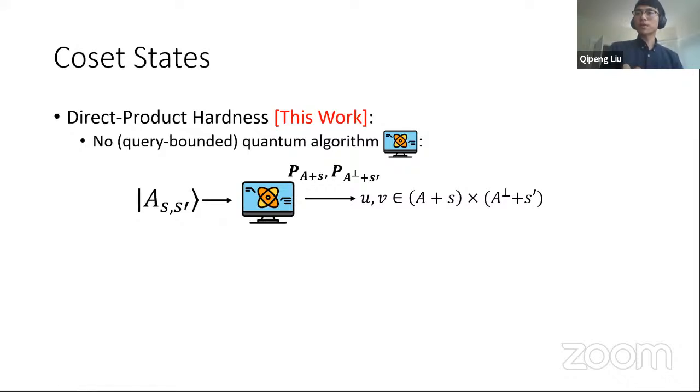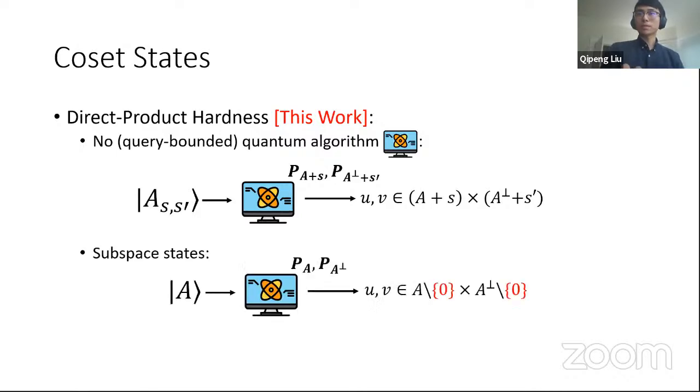So coset states satisfy the direct product hardness property. It says that for a query-bounded quantum algorithm, given a single copy of the coset state, even if it gets oracle access to the membership checking oracles, that is, the oracles for checking if a vector is in the coset, it cannot find two vectors in both cosets. And for subspace states, it's similar. That is, you cannot, given a single copy of the subspace state and two membership checking oracles, output two non-trivial vectors in both subspaces.